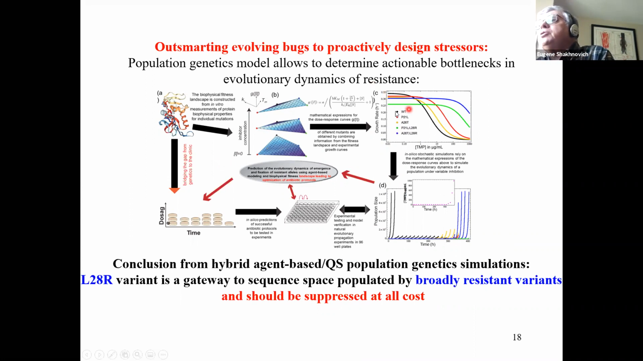So this plot shows how each of these variants grow in the presence of different amounts of trimethoprim. And as you can see, wild type is the best at 0 trimethoprim, but then different strains at various concentrations of trimethoprim take over. And there is one strain which really shines, and this is one of the double mutants. And so basically what we tried to do was evolutionary simulations to predict the succession of mutations, and then design small molecules which will proactively kill some of the most dangerous mutations here.